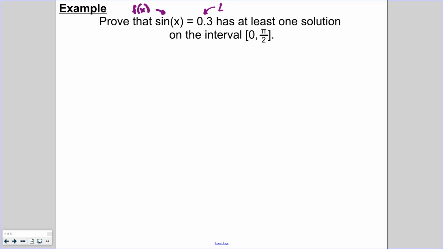And we want to prove that there is at least one solution on the interval from 0 to pi over 2. So 0 would be our A, pi over 2 would be our B, and then our one solution would be the C value that we're trying to prove exists. Now there's one thing I want to point out before we begin. Notice how the problem doesn't say find the C value. It just says prove that one exists. So all we're doing is proving one exists. We don't actually have to find that C value in this particular problem.